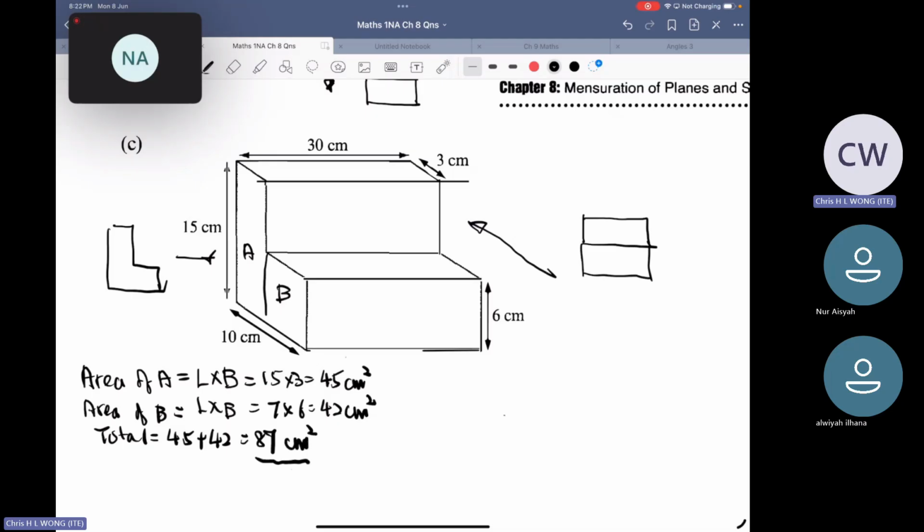Underline, you need it, okay? Underline. 87 cm square, yeah.